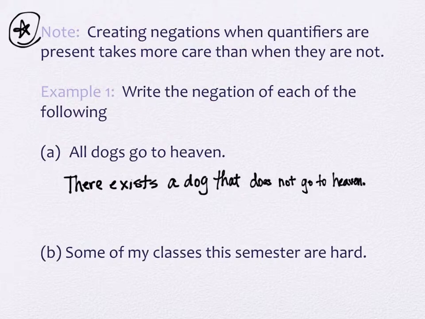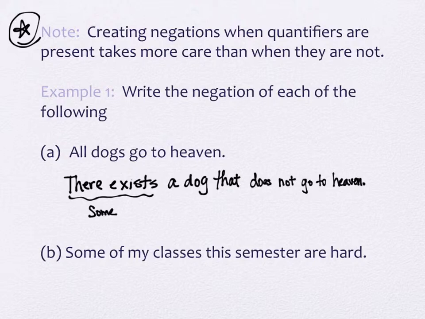Now, in the place of there exists, you could have used the word some as well. Some dogs, I know I got to get my subject-verb agreement, but some dogs don't go to heaven. Okay? So that'll be all right as well. All it takes is a very bare minimum of 1. If I say some, it actually has the possibility of just being 1. That would be actually okay.